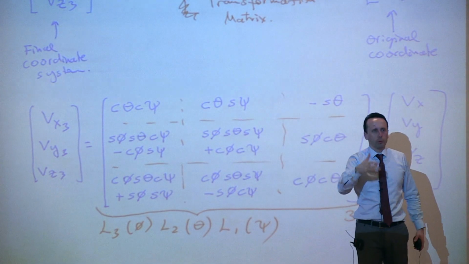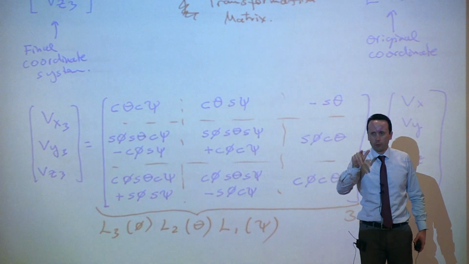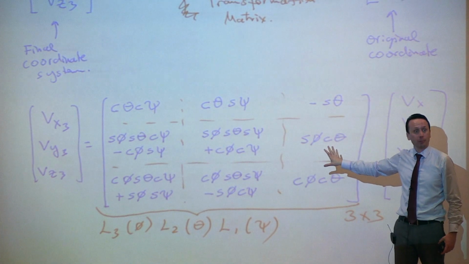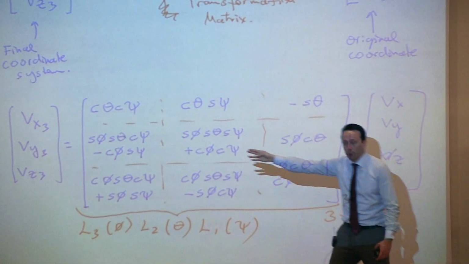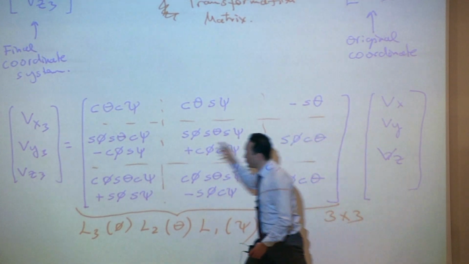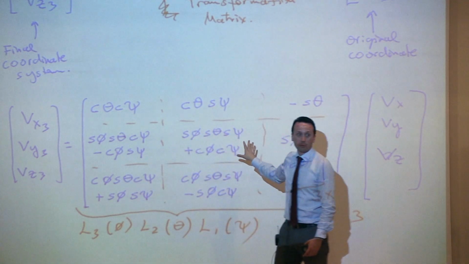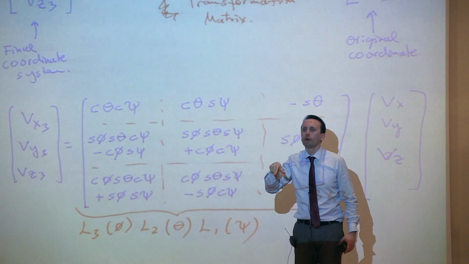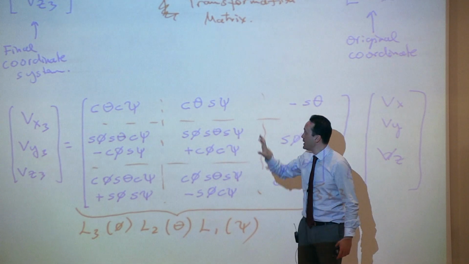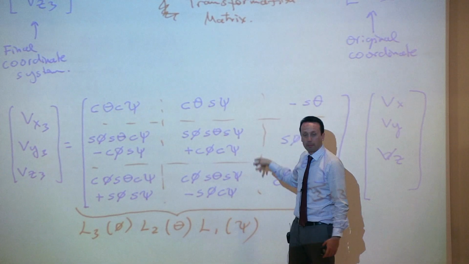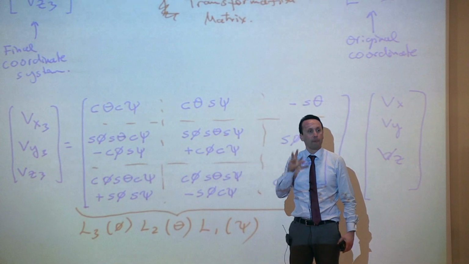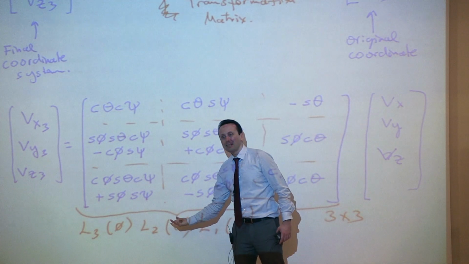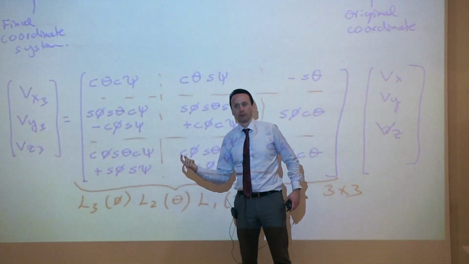Well, if you change the order of the rotations, you would still be able to find a transformation matrix that would take you from here to there. But the transformation matrix would be different if you change the order of rotations. The numbers will be different. The structure might be the same, but the numbers will be different. Why? Because the magnitudes of these angles will be different.